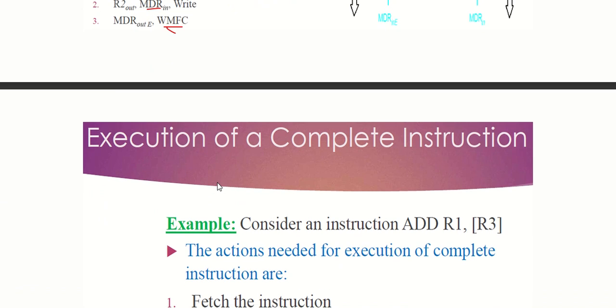So we are going to take, using that single bus architecture, how the computer will execute it from scratch, right? Last time we were only concerned about the memory operations. So here's an example. It says consider an instruction add R1, and square brackets R3.